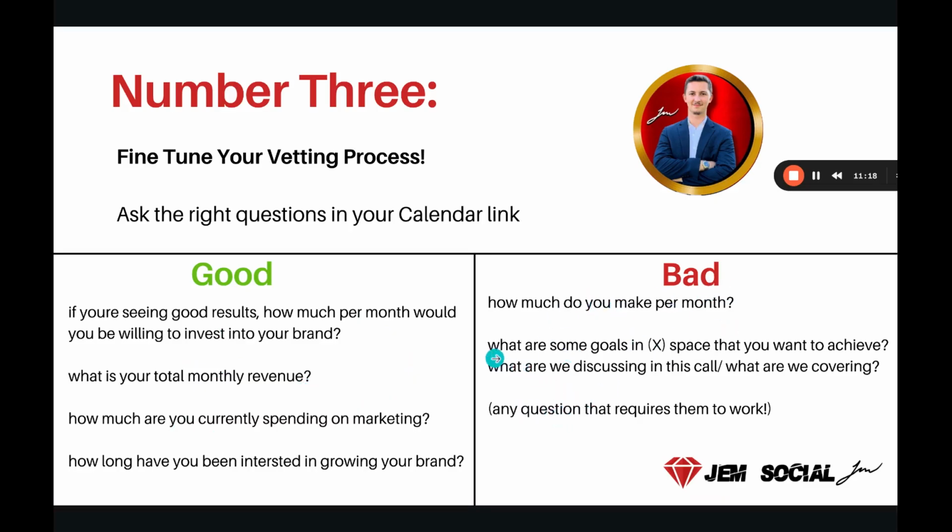Any question that requires them to work. Like, what are some of your goals in the fitness space, or what are some of the things you want to achieve? What are we, I hate this one, what are we discussing in the call? This is an automatic thing with Calendly. What are we covering? What are we going over? And then it gives you a massive bubble that you just fill out. You literally have to manually text it.